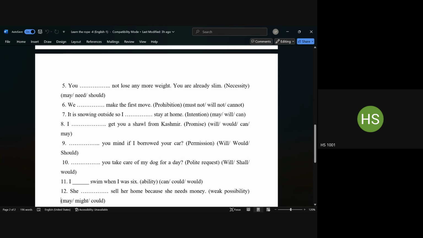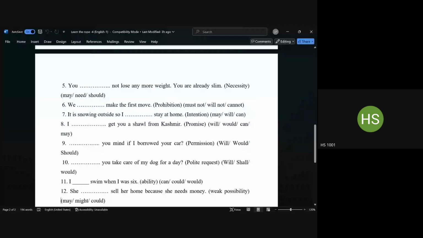Now, we dash make the first move. Prohibition. Must not, will not, cannot. We must not make the first move. So prohibition is associated with what? It is associated with strong obligations, right? Prohibitory statements are formulated from a strong obligatory point of view, which is why you'll use must. And since we're talking about prohibition, we have to use it in the negative. Must not. We must not make the first move.